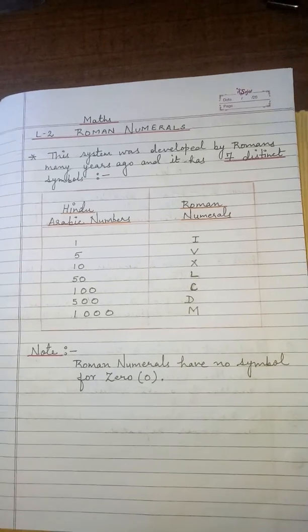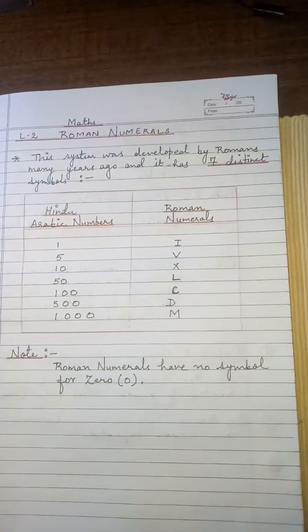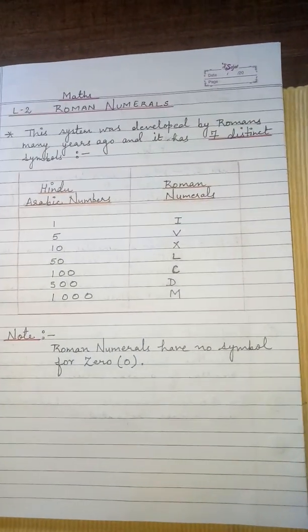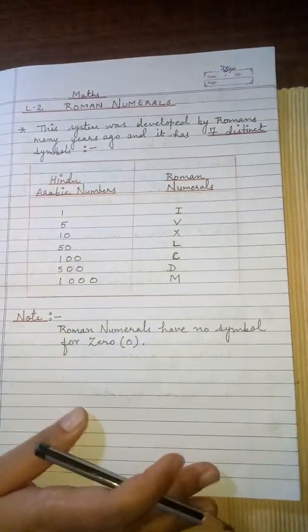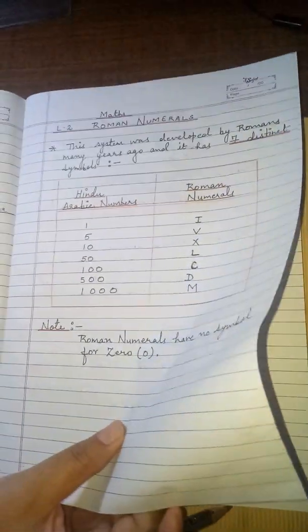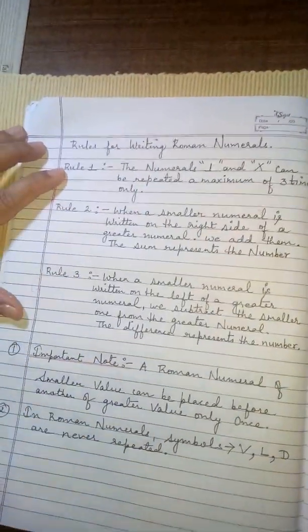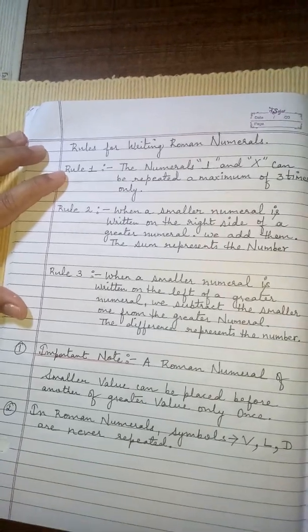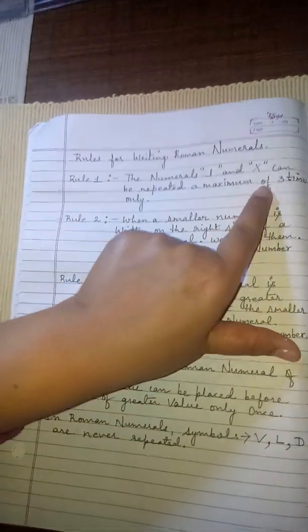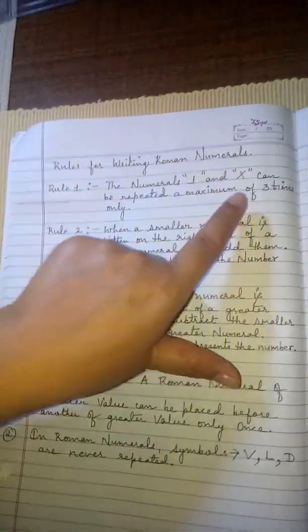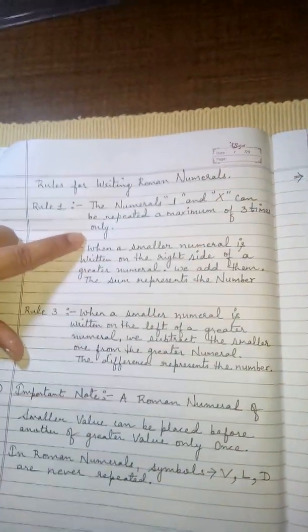Children, one more thing you need to remember, that in Roman numerals we have no symbol for 0. Alright, remember that you have no symbol for 0. Now, here are some rules for writing the Roman numerals. Children, you need to learn these rules also. Number 1. The numerals I and X can be repeated a maximum of 3 times only.